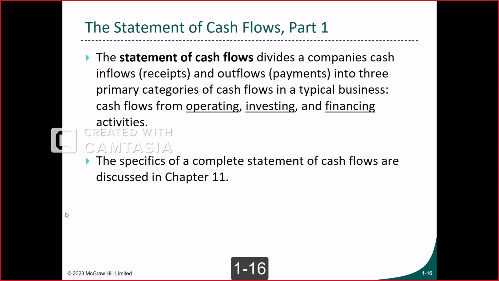And we split those inflows and outflows, those cash flows, into three categories. The cash inflows and outflows related to operation. That is your core business, the reason you are doing business.